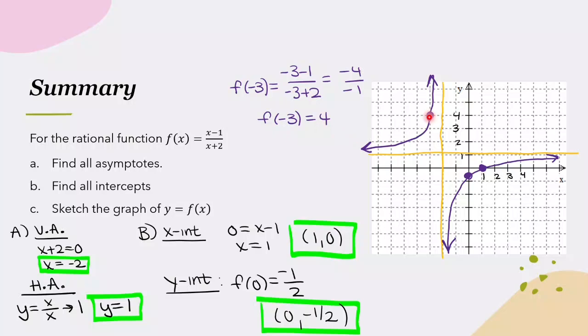And so I'm going to draw this so that as I go towards x equal negative infinity, the graph goes down towards my horizontal asymptote, and then I'm going to have it go up towards my vertical asymptote. And there's a rough sketch of this rational function.